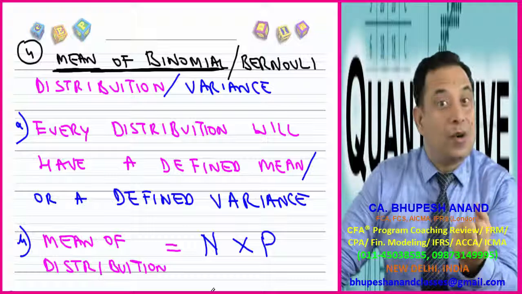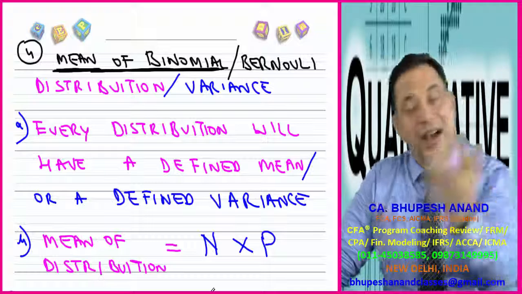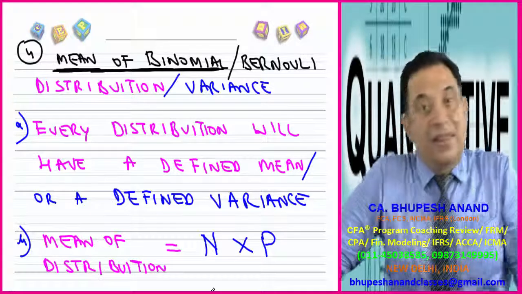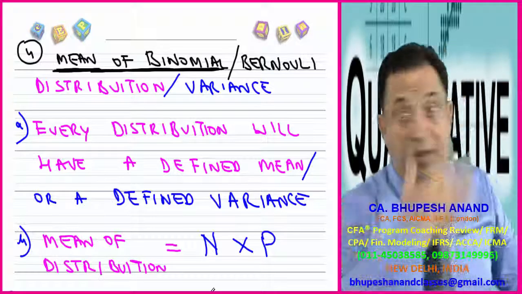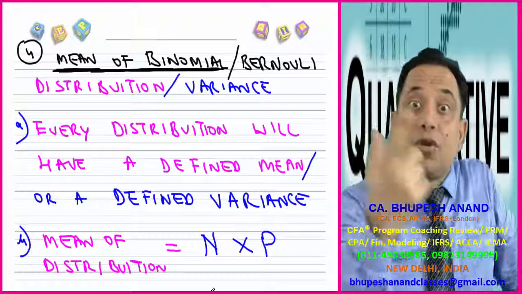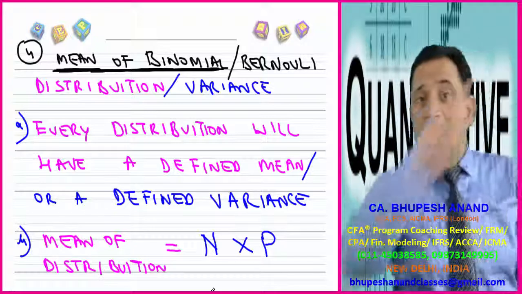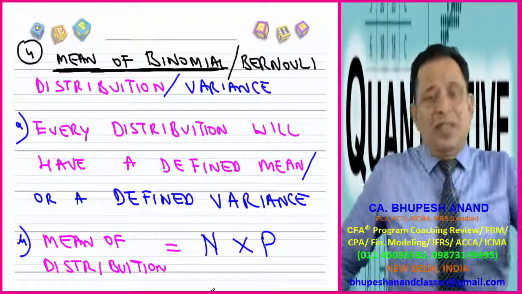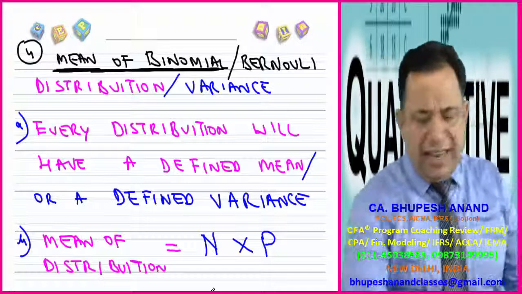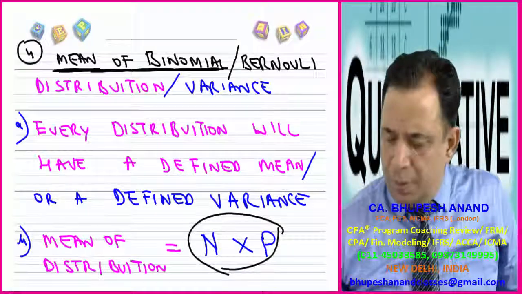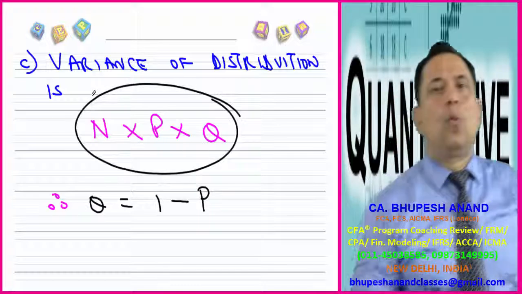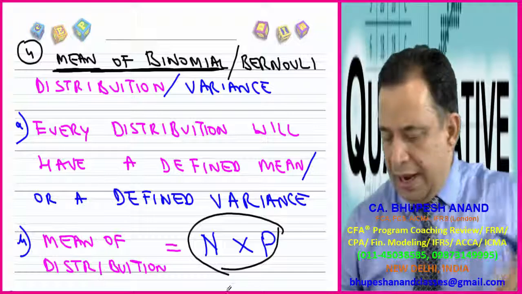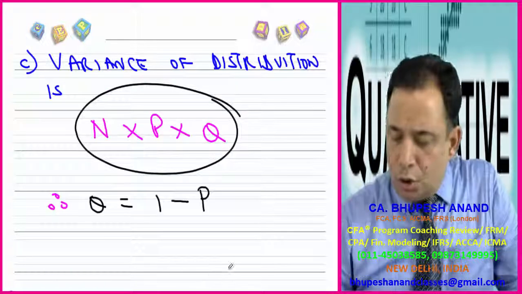If I am aware of how to calculate the mean and variance of binomial distribution, I can calculate them for Bernoulli also. Every distribution will have a defined mean and a defined variance, whether it is a binomial distribution, a normal distribution, a skewed distribution, negatively distributed or positively distributed. It has a mean and a variance. The mean of this distribution is n into p, and the variance is n into p into q. I will tell you how I have calculated the mean. And the variance is n into p into q, where q is equal to 1 minus p.